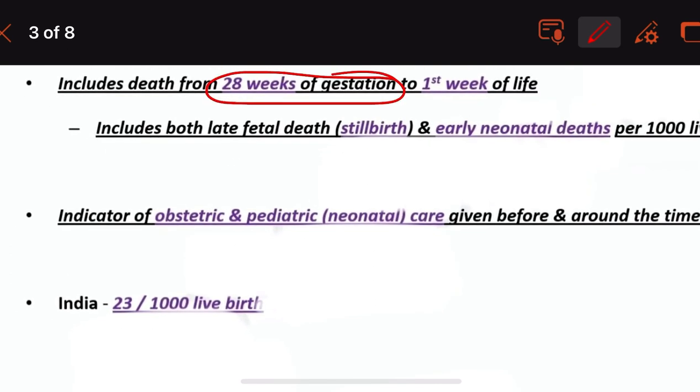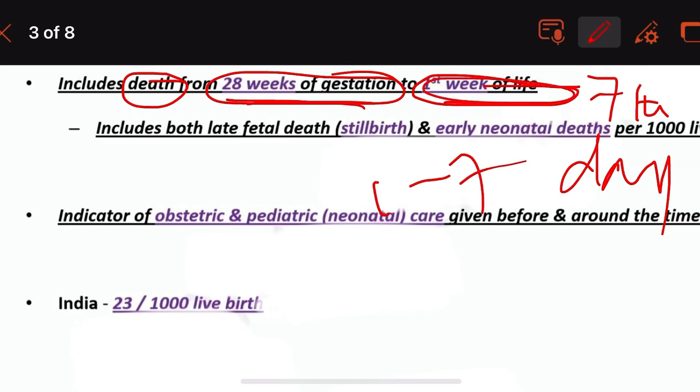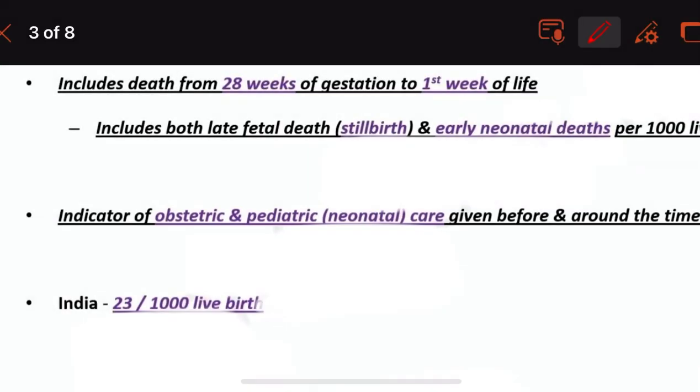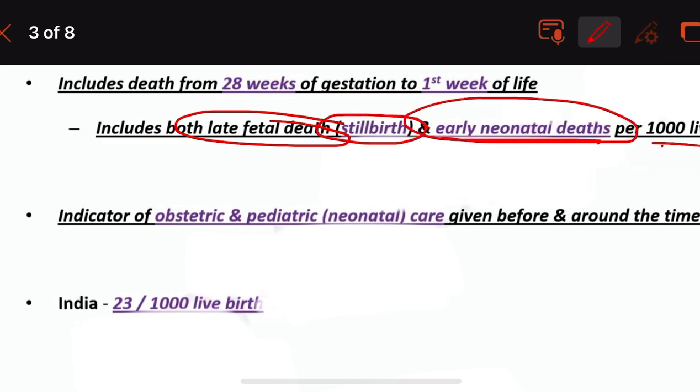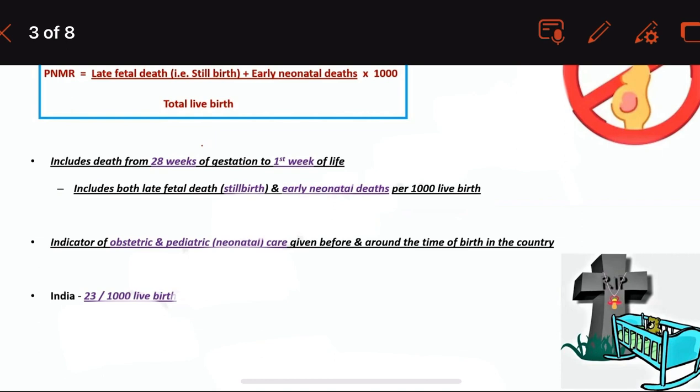So from 28 weeks of gestation, the deaths which are occurring from 28 weeks of gestation plus the first week of life, that is 1 to 7 days after birth, include the perinatal deaths. And it also includes the late fetal deaths, that is the stillbirths, and the early neonatal deaths per 1000 live births. The formula we have written in the form of words, okay, if they ask the definition.